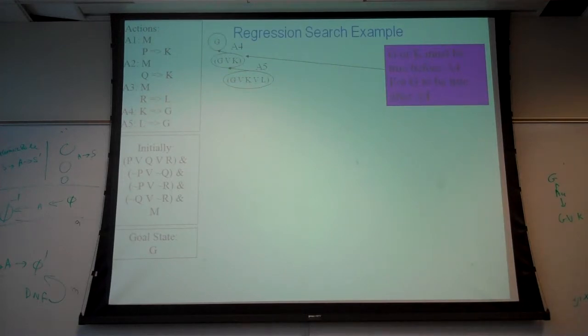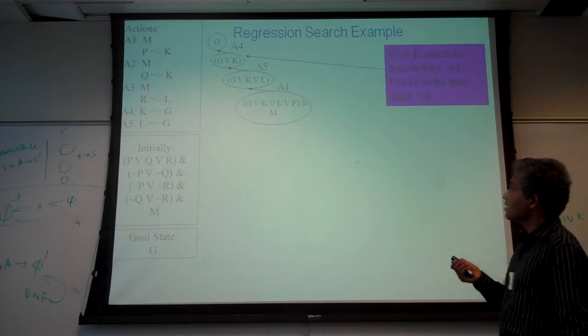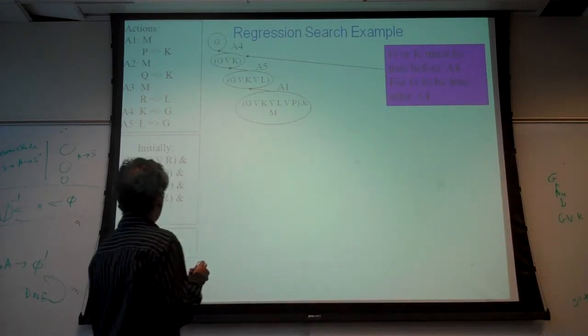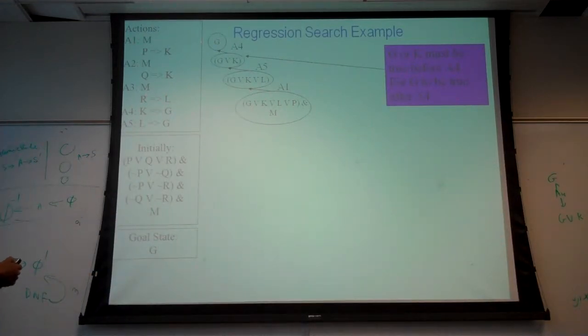Okay, it looks like you're not making any progress, but you have to realize that this formula is weaker than this, this is weaker than this. So that's progress. And then I throw in A1. A1 says G or K or L or P, because A1 says if M is, it will require M to be true before it, so that's why I throw in M. Okay, and if K, it can give you K if Q is true before. I'm sorry, which one am I going to do? A1, yeah. It can give you K if P is true. So I throw in P here.